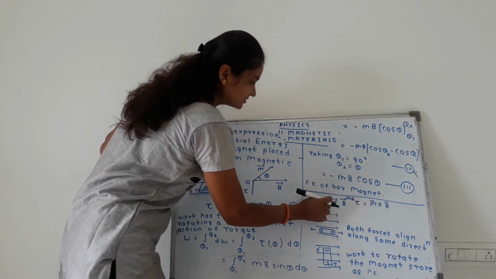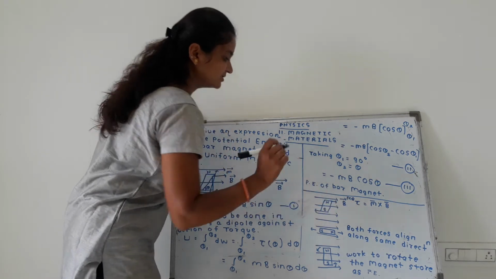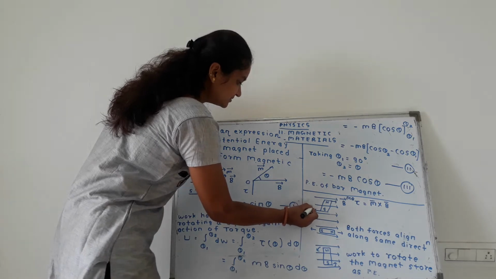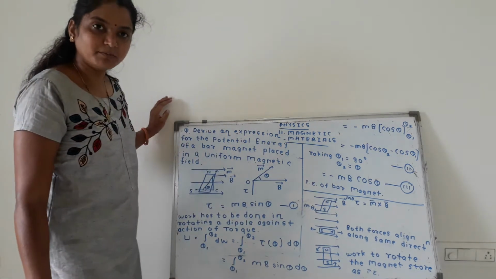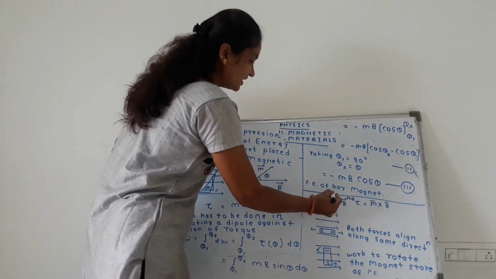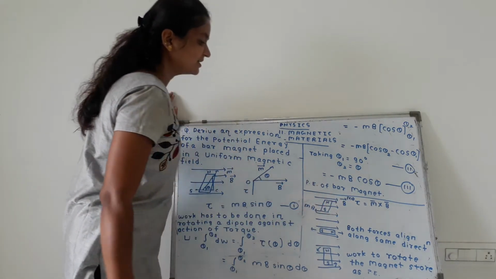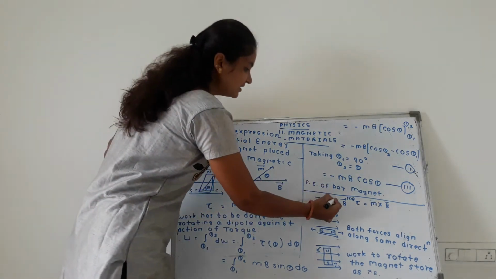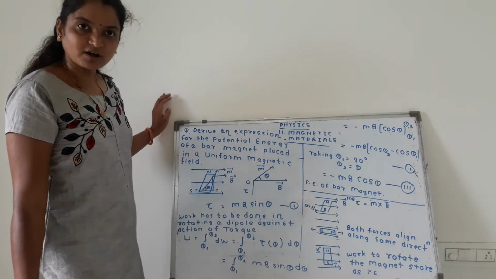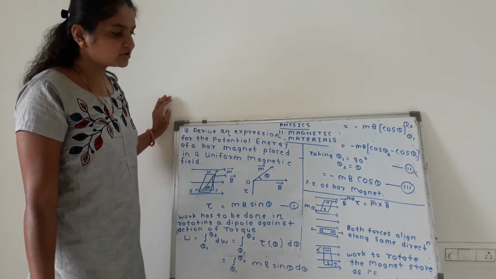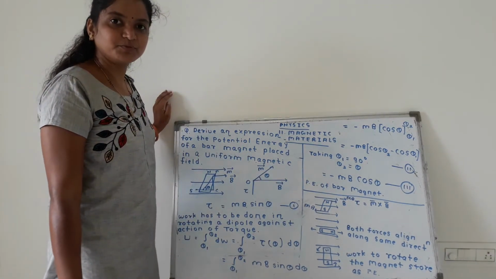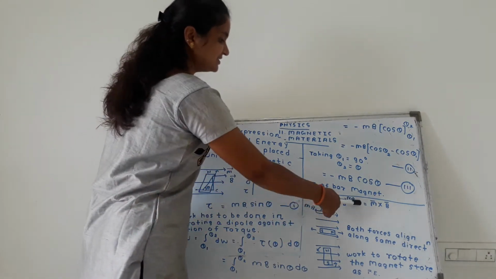This is the torque acting on the north pole, and for the south pole this is also M into B. M means magnetic moment, B means magnetic field. These are the directions of the north pole and south pole. To rotate this bar magnet, there is a requirement of torque. What is the definition of torque? Torque is the ability of a force to produce purely rotational motion. This is known as torque.